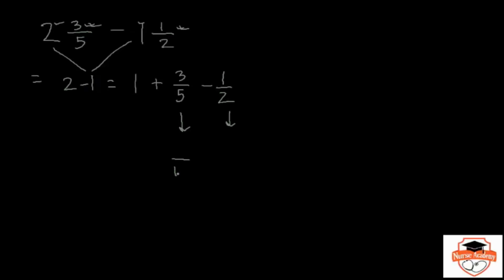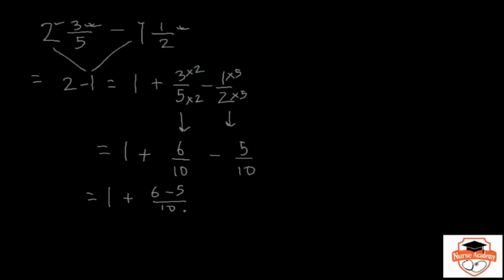So we are going to change this to over 10 and 1/2 to over 10. We have 5 times 2 is 10, therefore multiply 3 by 2. You get a 6 on the top, 6 tenths minus 2 times 5 is 10, 1 times 5 is 5. Therefore you have a 5 on the top. So we have 1 whole plus 6 minus 5 over 10, which is equal to 1 whole and 1/10. So 2 and 3/5 minus 1 and 1/2 gives you 1 and 1/10.